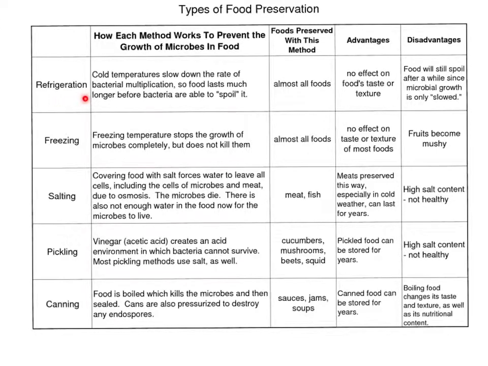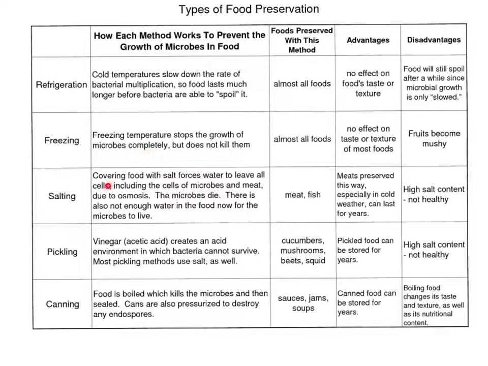Okay, refrigeration, that cools, it doesn't freeze things, but it cools, so it slows the rate of bacterial multiplication, so food lasts longer. It doesn't stop it going off, but it makes it last a lot longer. So your milk, for example, that you put in the fridge can last 4 or 5 days, whereas if you leave it out on the kitchen bench, it only lasts 1 or 2 days. Okay, freezing, we've talked about freezing. Okay, stops the growth of microbes completely.